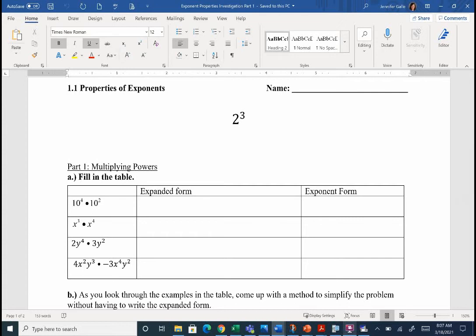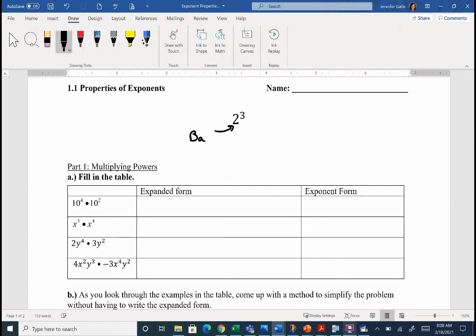I have a 2 with a little 3 by it up there. If I want to talk about labeling this, what would we call the 2? Starts with a B. What do we call the bigger number? The base, yeah. The bigger number is the base. So we start talking about exponent rules today. The word base is going to get used quite a bit.